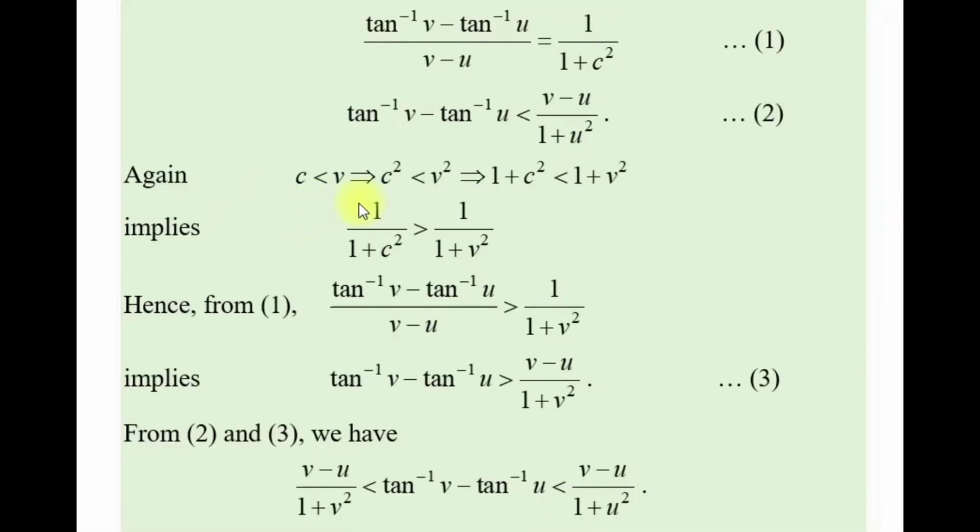Again, c less than v implies c square is less than v square, which implies 1 plus c square is less than 1 plus v square. So that 1 by (1 plus c square) is greater than 1 by (1 plus v square). Therefore from equation 1 we obtain this inequality, which implies the inequality 3. Combining 2 and 3 we get the desired result.